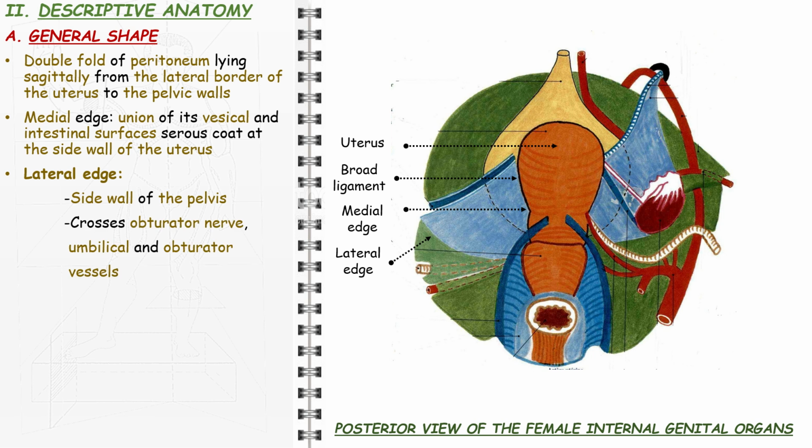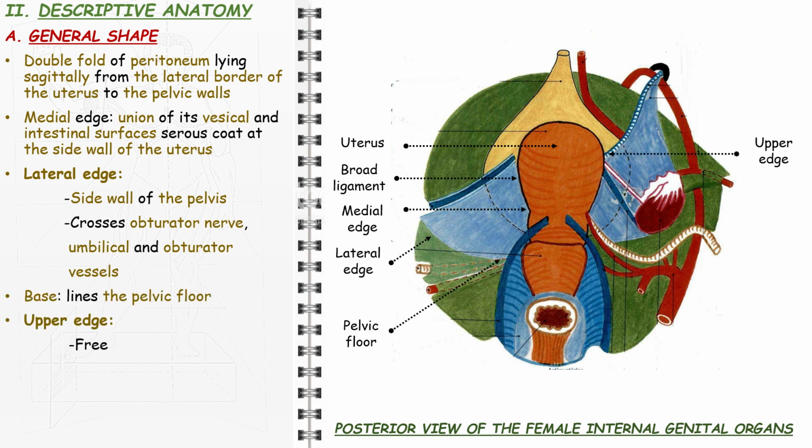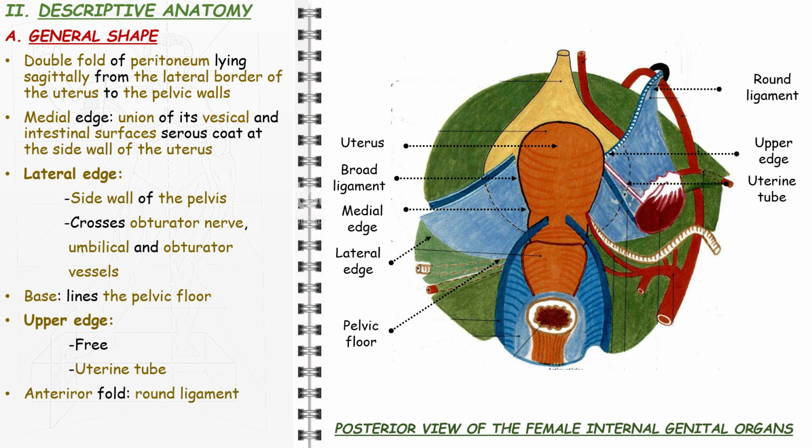The upper border of the broad ligament is free, forming the mesosalpinx and containing the uterine tube, and the lateral quarter of this upper edge forms the suspensory ligament of the ovary, formerly the infundibular pelvic ligament, which contains the ovarian vessels and lymphatics. The anterior layer of the broad ligament is bulged forwards by the round ligament of the uterus just below the uterine tube. The posterior layer bulges backwards as the mesovarium, suspending the ovary.